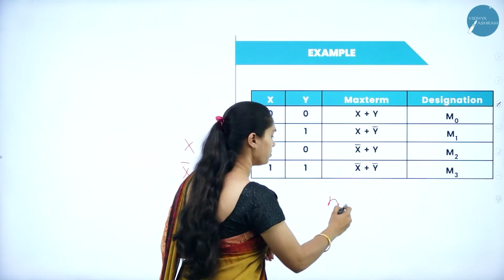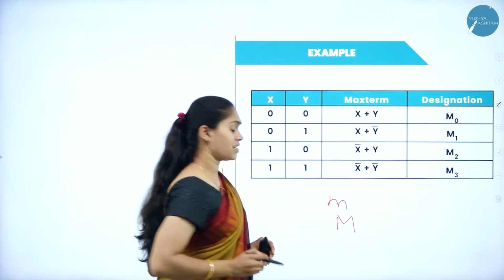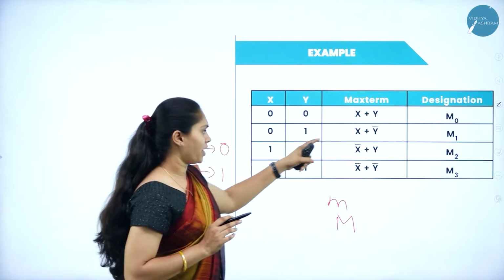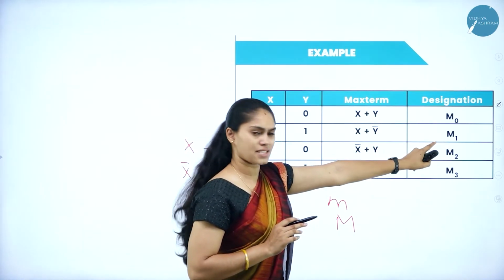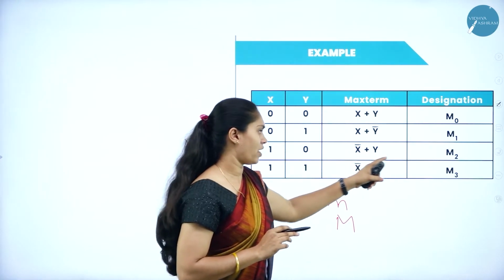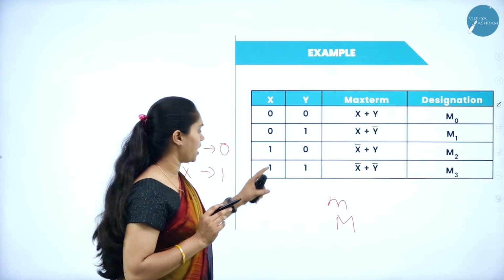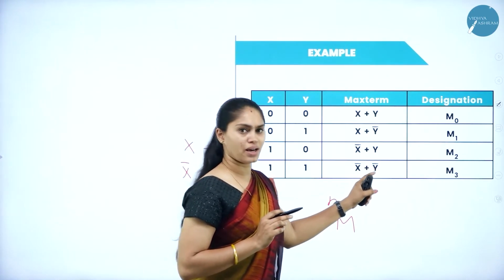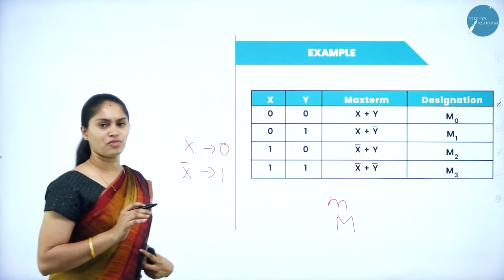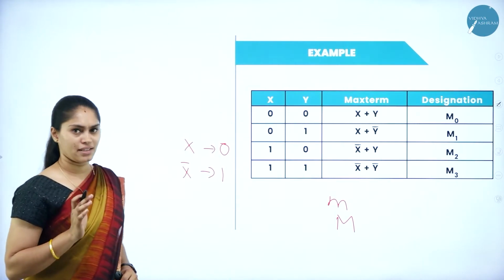If it is a minterm, small letter m. If it is a maxterm, that is capital letter M. So that is M0. Then 0, 1: x plus y bar, and its designation is 1. Then 1, 0: we have x bar plus y, designation is 2. Then 1, 1: x bar plus y bar, designation is 3 here. So this is how we are going to find the designation of these maxterms.